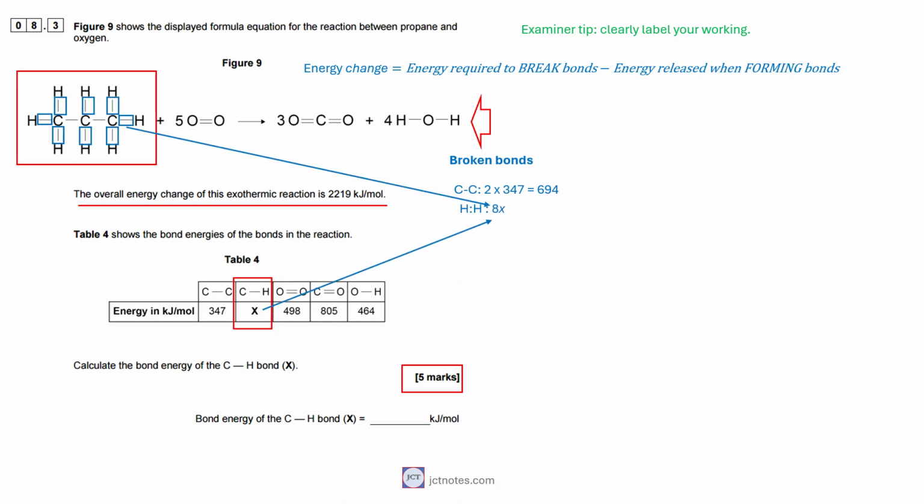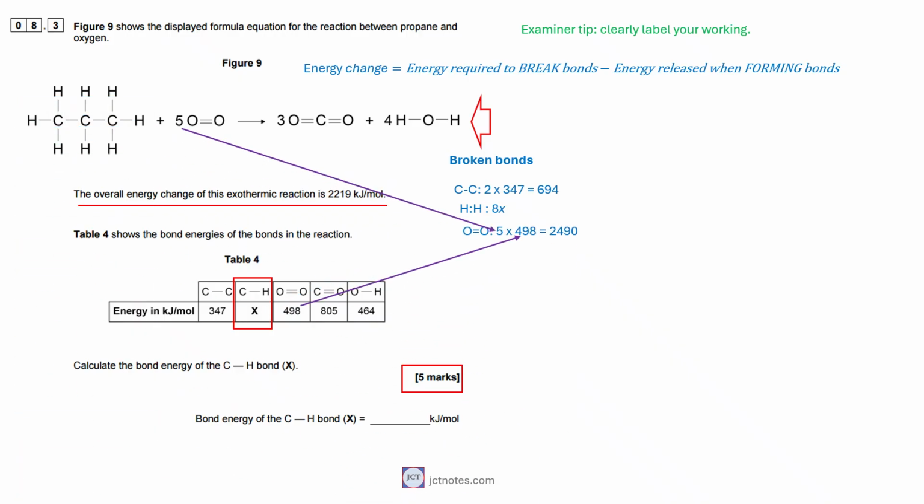Next, count the carbon-hydrogen bonds. There are 8 of them, so we write that as 8x. Finally, look at the oxygen. There are 5 oxygen-to-oxygen double bonds, so we multiply 5 by 498 to give us 2,490. Adding these together, 2 times 347 plus 2,490 gives us 3,184. So, our total energy for bonds broken is represented as 3,184 plus 8x. Writing this expression correctly secures your first mark.